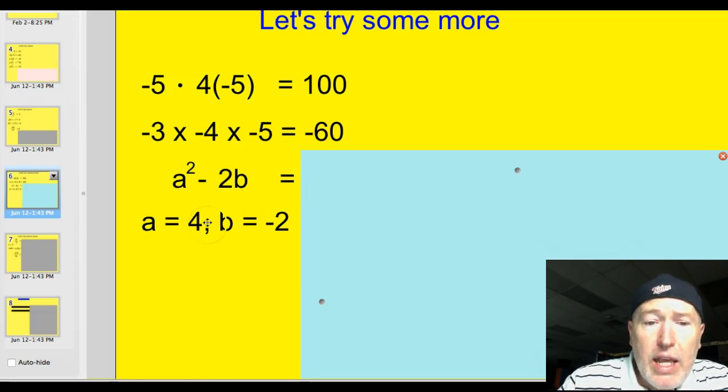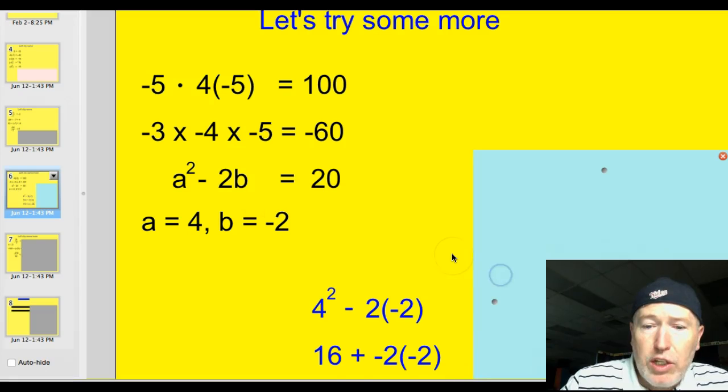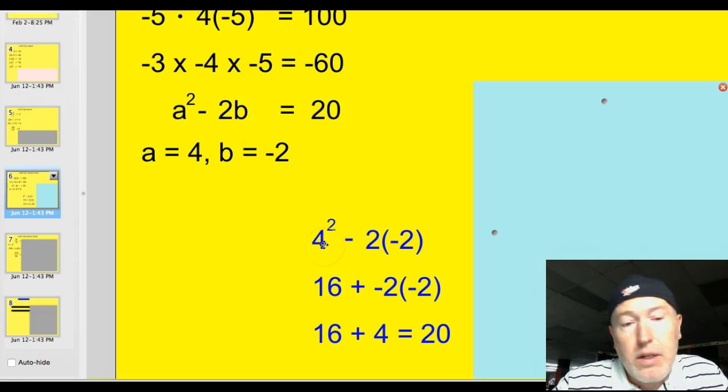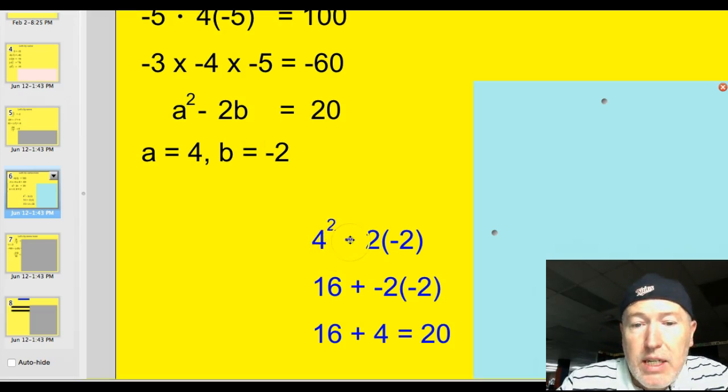All right, so we've got a equals 4 and b equals a negative 2. Let's see how we're going to do that. I put that problem down here, so we'll just take a look at it. I substituted in the 4 squared minus 2 times a negative 2, because b was equal to a negative 2. I simplified. The 4 squared is equal to 16. Sorry about that. This would be 16 minus 2. I changed it to 16 plus a negative 2.